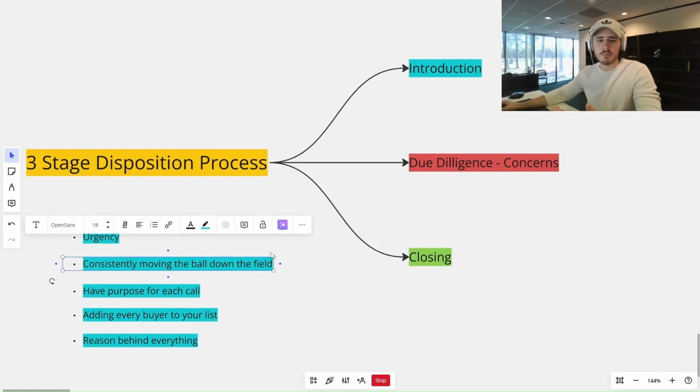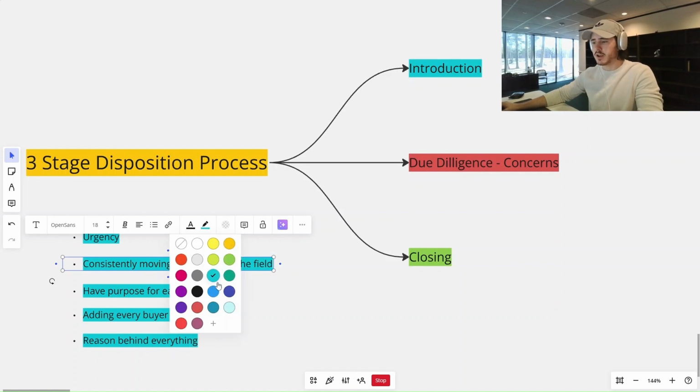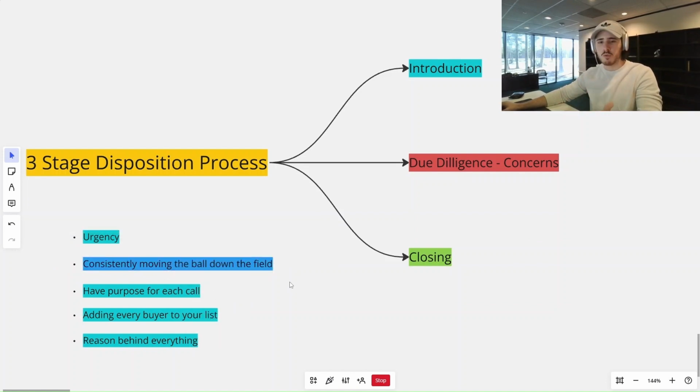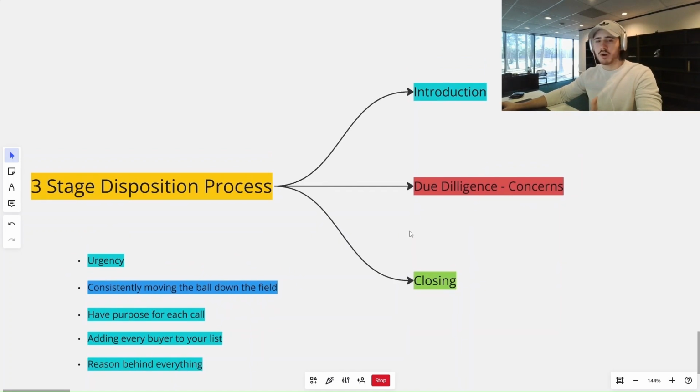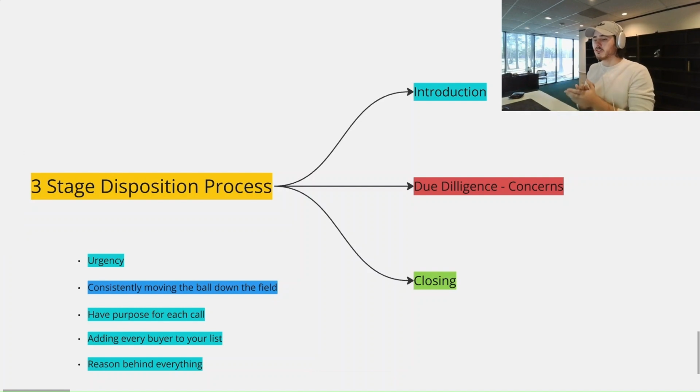And next is consistently moving the ball down the field. This is sales 101. Every single call, you want there to be some sort of purpose. I'm purposely trying to move the ball down the field to the touchdown. So I'm going to start from my side and purposely try to move the ball down the field to get a touchdown. That means making sure I am going through the script correctly, I am addressing their concerns, and every single time I call them, we are moving forward. I don't want us to be going backward.